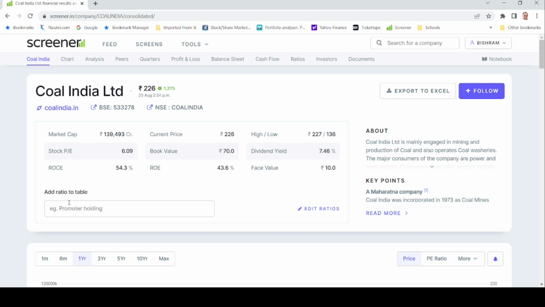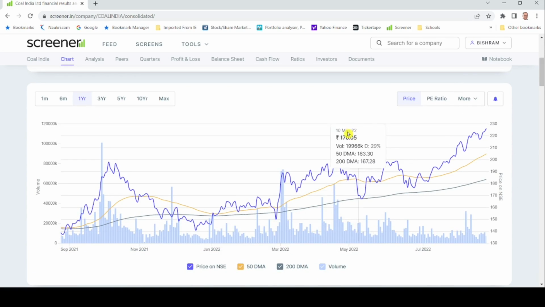Here if you look, the ROC is 54.3%, ROE is 43.6% and dividend is 7.46%. It appears very lucrative from this angle. Normally we say that if ROE is more than 50%, you should consider that stock and analyze further. So we'll go down and look at their price charts.